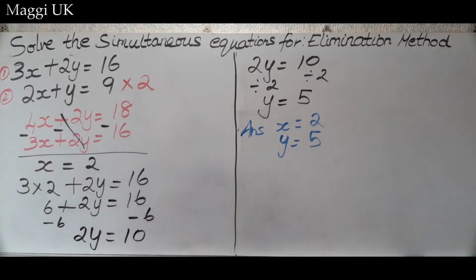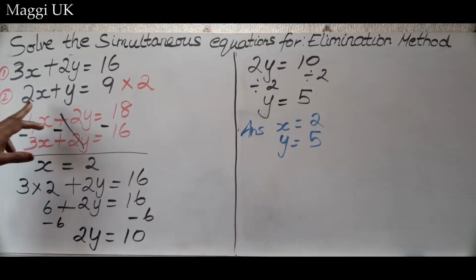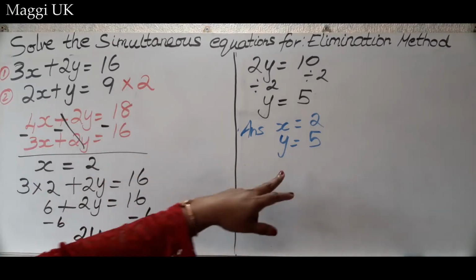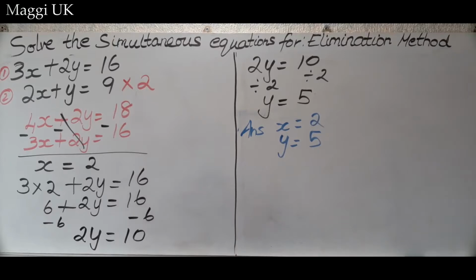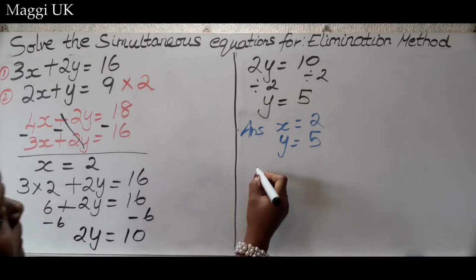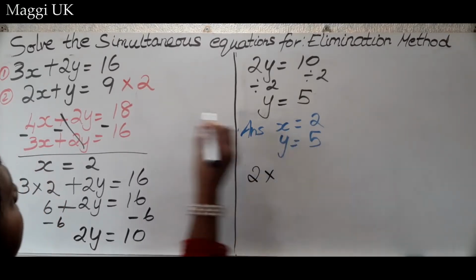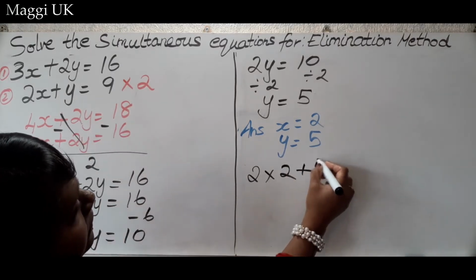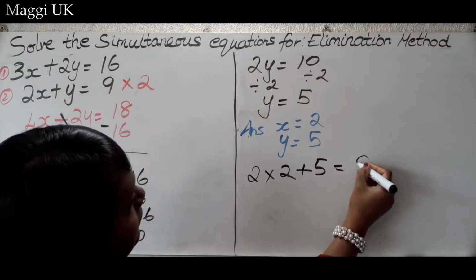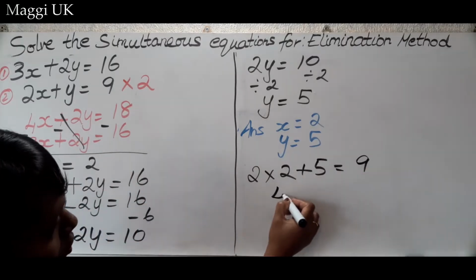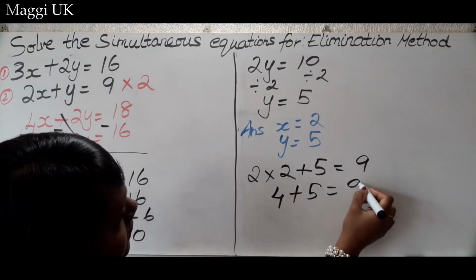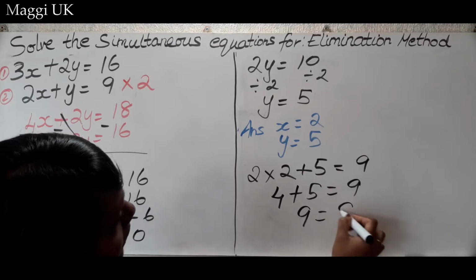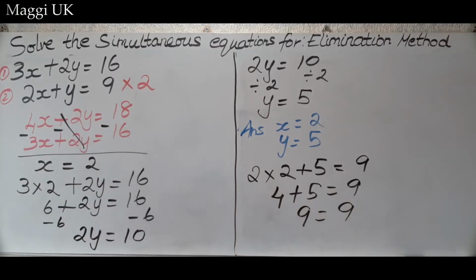So that's the same way I said before. You can use the second equation to substitute these values. So I'm going to do that: 2 times x, which is 2, and y is 5, equals 9. So 2 times 2 is 4 plus 5 equals 9. So both sides are equal. That means whatever answer you got for x and y is right.